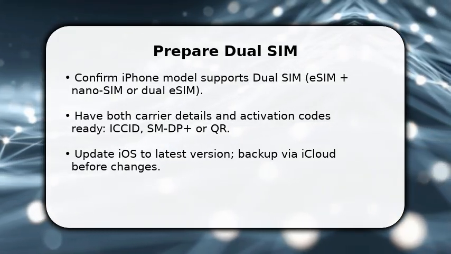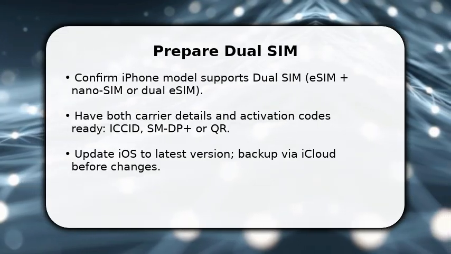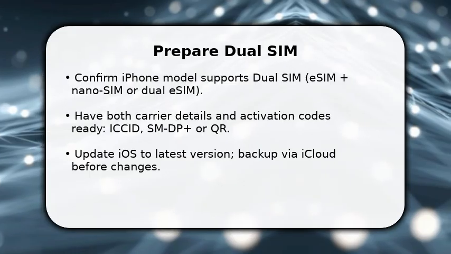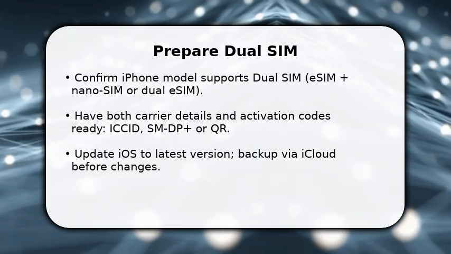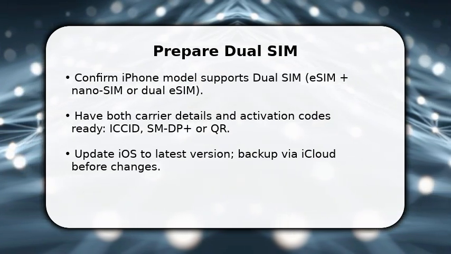This avoids losing contacts. Insert the physical nano SIM if required, then go straight to settings to add the second line. This first pass gets everything ready so the actual activation goes smoothly and you avoid service interruptions.